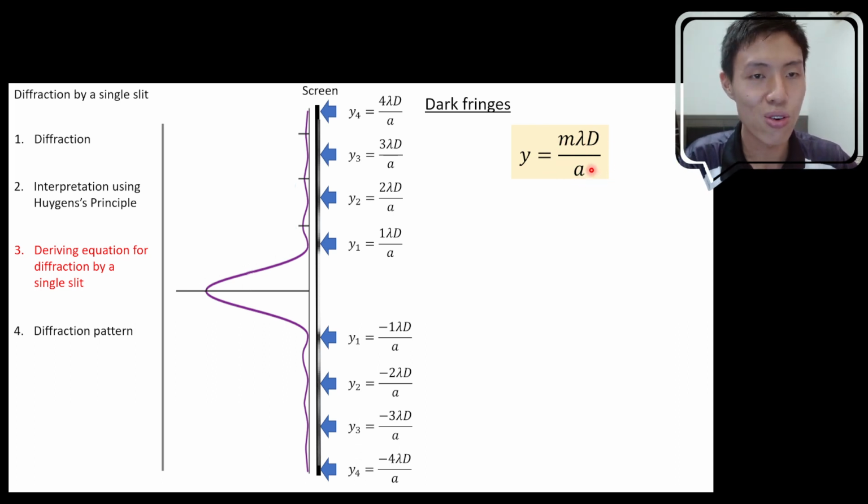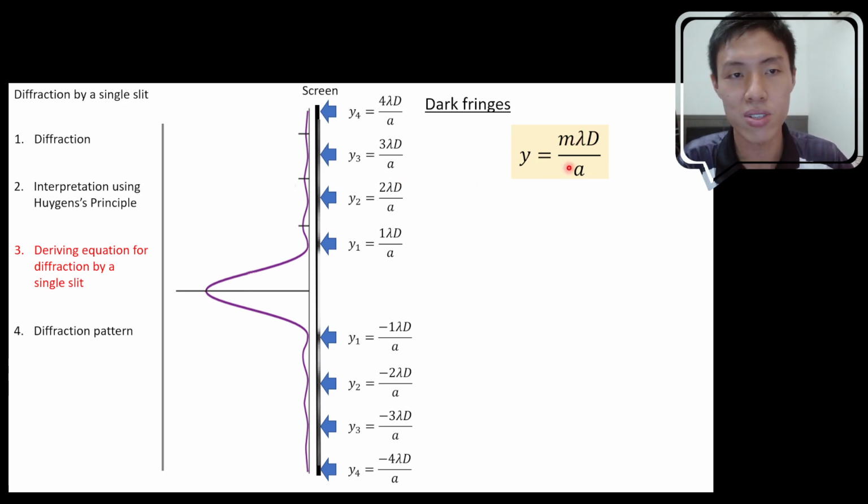Okay, so there's one important thing that you should think about, which is whether we can put 0 in or not. If you substitute m is equal to 0, you get y is equal to 0, right? y is equal to 0 means there's no distance from the central. So if no distance from central, it's a dark. Does it make sense or not? No. The central is a bright. It is not a dark.